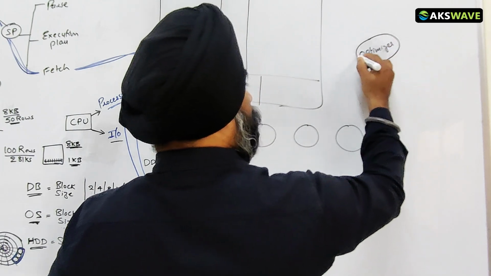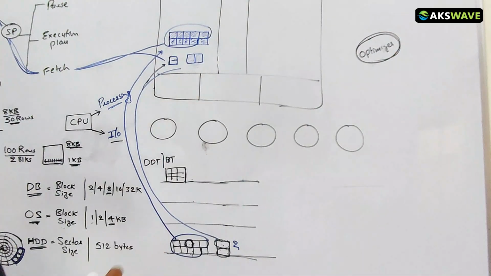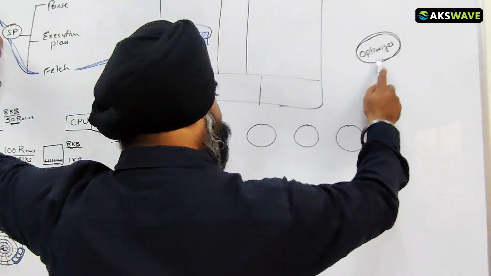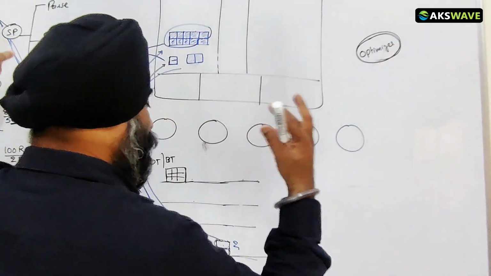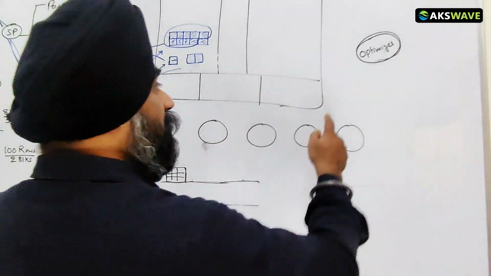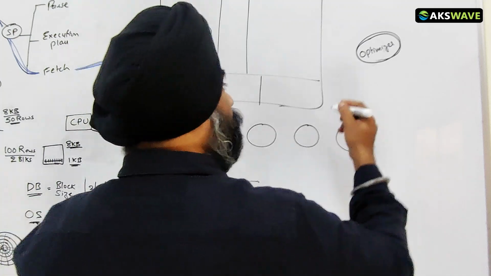Optimizer. It is actually the Oracle brain, we say. Optimizer is the Oracle brain or engine. Very important. Now, once the parsing is done, the server process will give that query to what? The optimizer, the engine. Using the optimizer, what will it do?